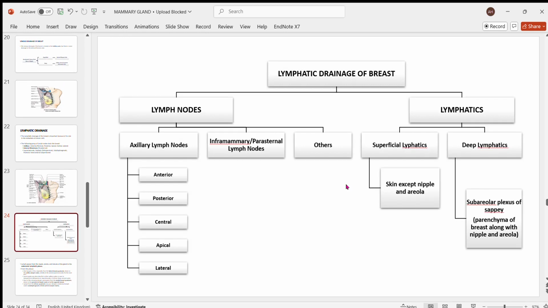So, in a nutshell, the lymphatic drainage of breast is divided into various lymph nodes and lymphatics. The lymph nodes are axillary lymph nodes, the parasternal lymph nodes, and few other lymph nodes. The axillary lymph nodes are further subdivided into anterior group, posterior group, central group, apical group, and lateral group. Now coming to the lymphatics, they are divided into superficial lymphatics and deep lymphatics. The skin except the nipple and areola is drained by the superficial lymphatics, and the parenchyma of the breast along with nipple and areola is drained by the deep lymphatics.